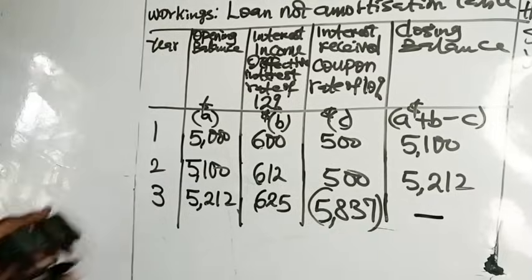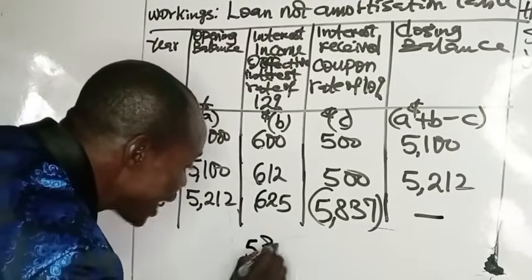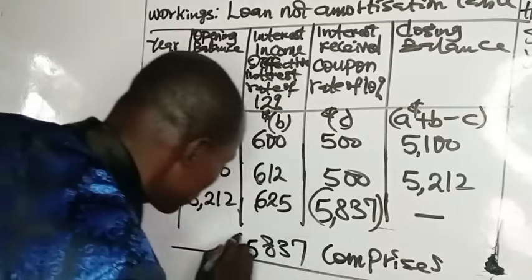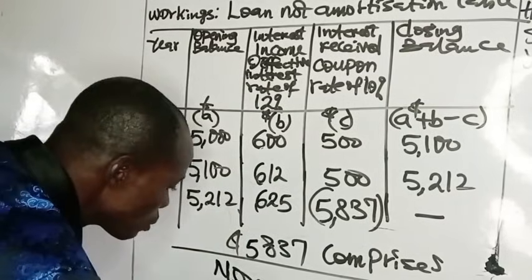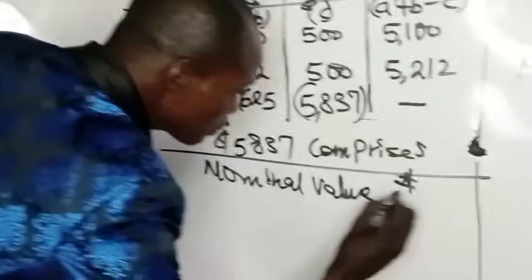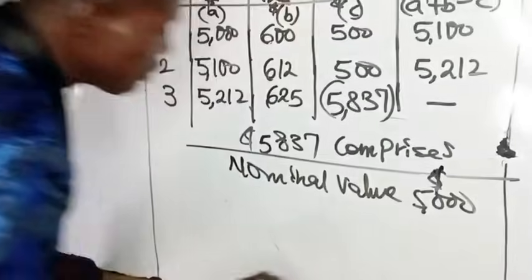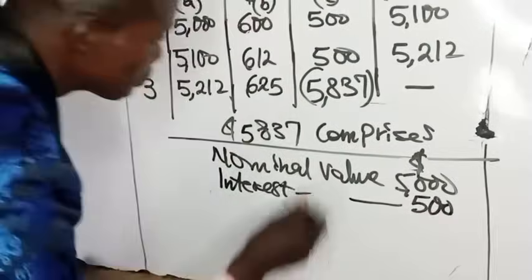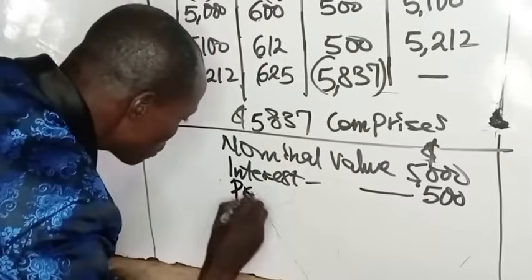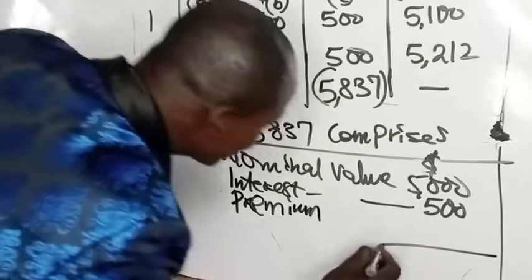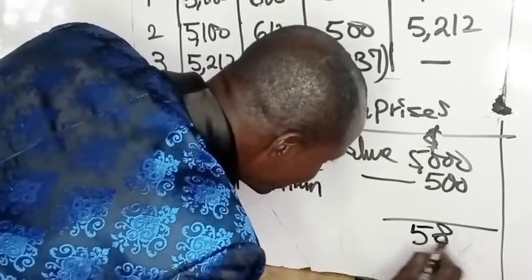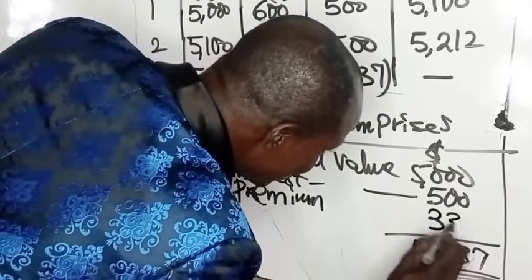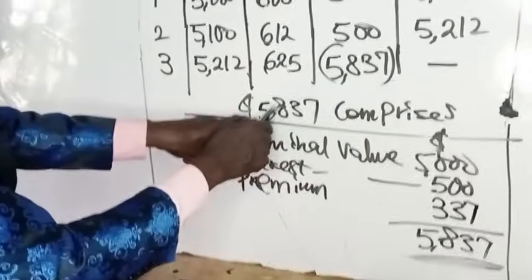Then if that is repaid, you'll be left with the net balance. This 5,837 comprises the nominal value of 5,000, then interest that will be received, interest of 500, and then premium. You know the gross amount is 5,837. That means this is 5,500. The premium is 337. So that is the composition of the 5,837.